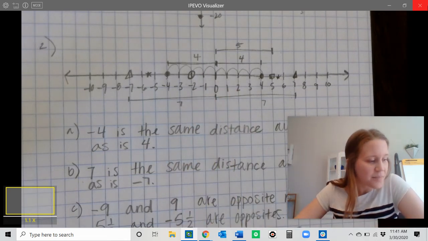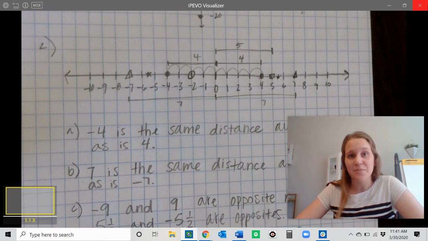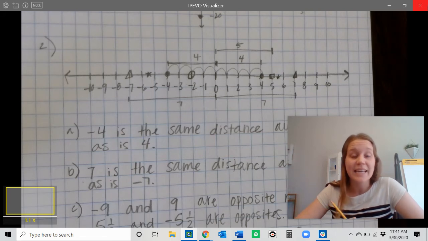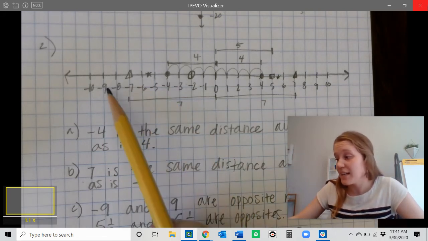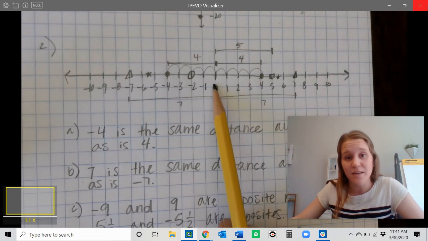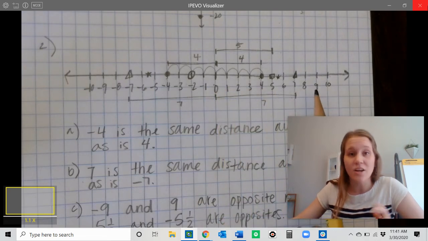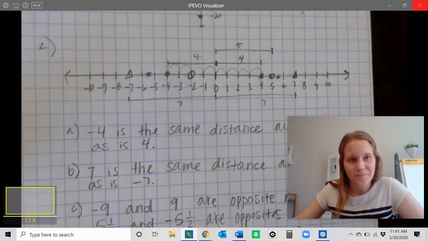Okay. In your independent practice today, you're going to be asked what is an opposite number or to state the opposite number. So if I say, what's the opposite of -9? You would say, well, -9 is 9 spaces away from 0. I know that +9 is also 9 spaces away from 0. So +9 is its opposite. Okay.